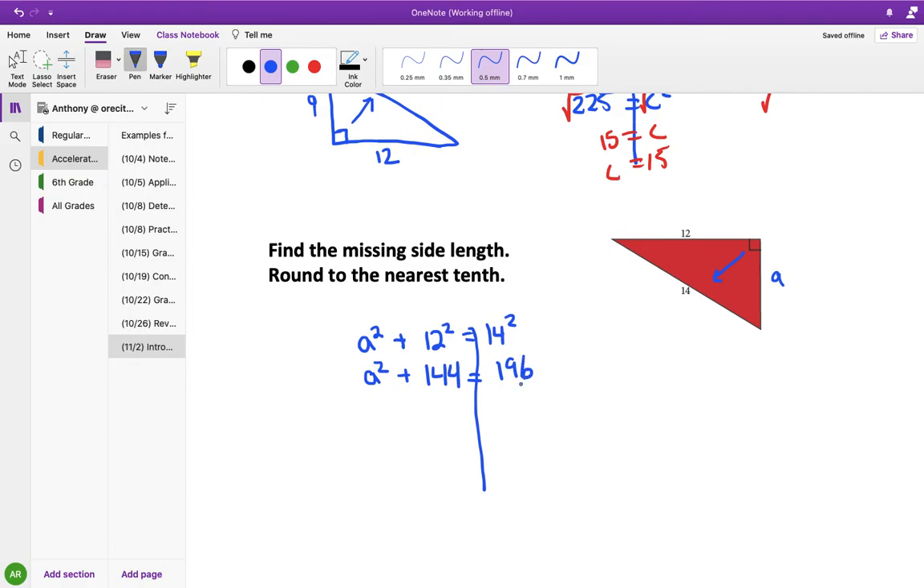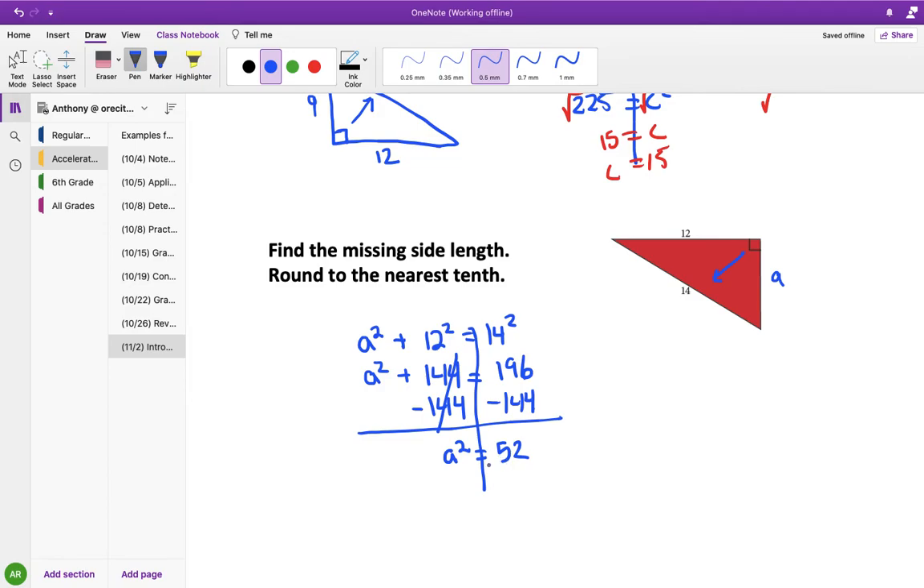Now, you're going to treat this like any other equation up until the last step. You have the variable here and a constant there, so you're going to subtract 144 on both sides. The 144 cancels out. I'm left with A squared equals 196 minus 144, which is 52. Now, I know that the square root of 49 is 7, because 7 times 7 is 49.